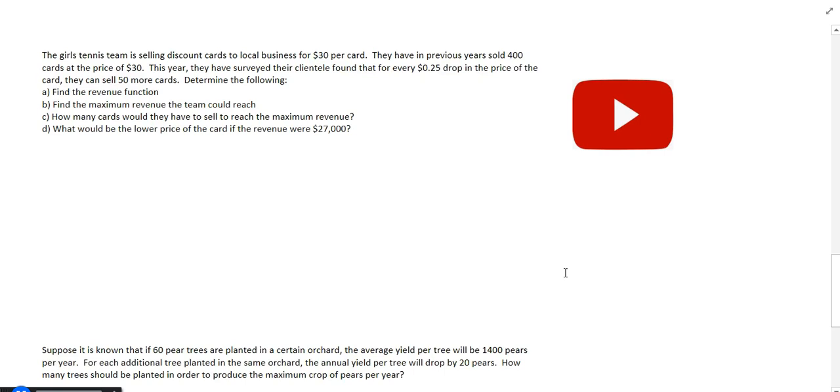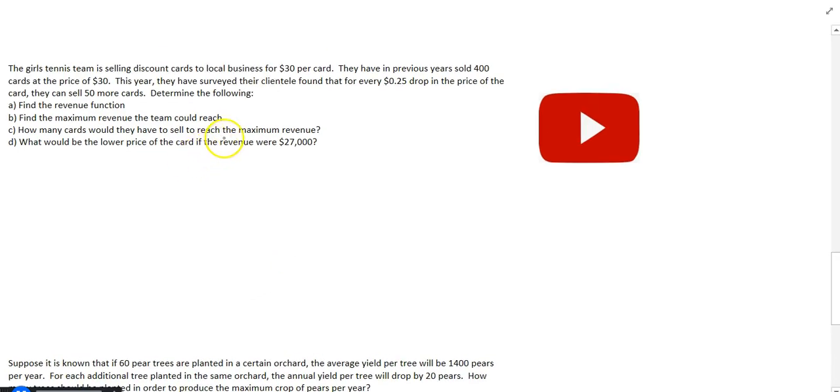All right, so here's the last question. It's the same as the previous question, same idea. We know our basics. They want the revenue function. So the revenue function is going to be how many cards can they sell? It says last year they sold 400 and they sold them for $30. This year they know that if they drop it, so if they subtract 25 cents a couple of times, they would be able to sell 50 more cards. So plus 50x. So there's our revenue function.